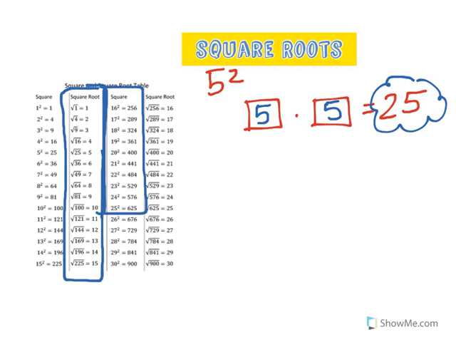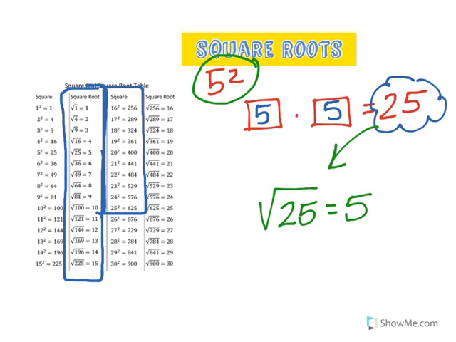Okay, the opposite of squaring this number: when we square 5, we get 25. But the opposite of this would be to take the square root of it, and the square root of 25 is 5.